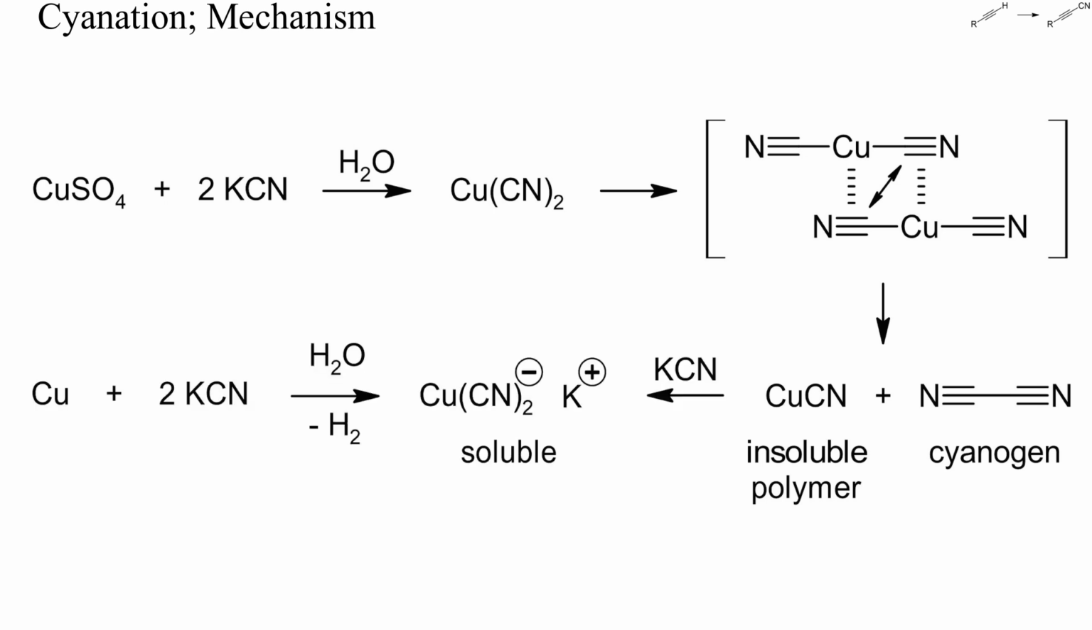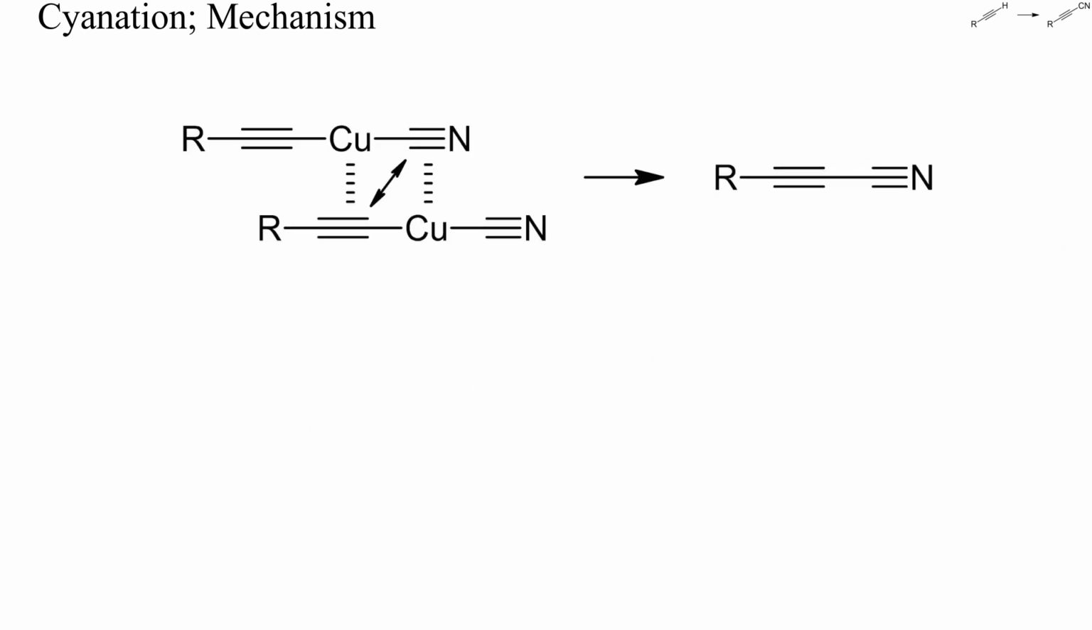Copper-1 cyanide is an insoluble polymer, but with an excess of cyanide, a soluble dicyano-copper-1 anion is formed. The mechanism of copper-mediated cyanations of terminal alkynes lies probably between the formation of cyanogen and of diynes. Oxidation of a mixed cyano-copper acetylide would yield carbon-centered radicals, which could dimerize to the observed cyanoalkynes.